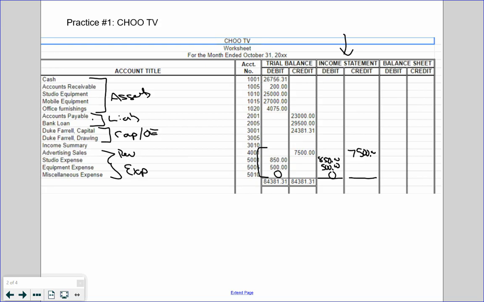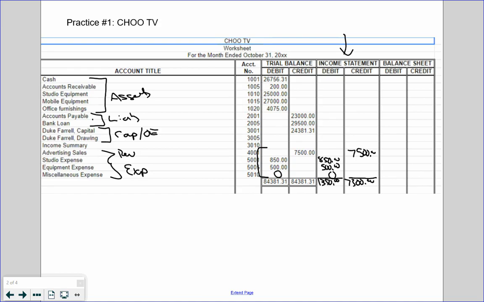So you're not going to double underline, because the totals aren't going to be the same number. You're going to have 7,500 in this column, 850 and 500 is 1350, and you leave it at that. You don't try to make them equal to each other. That's what we're going to do next week. Next week we're going to do one more step to make the columns equal again.